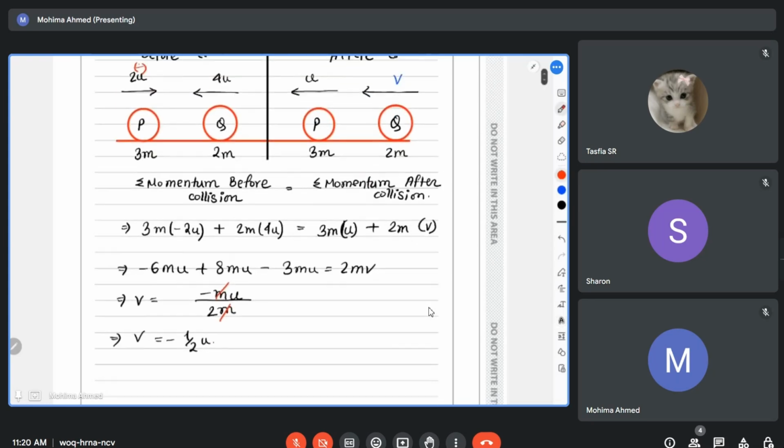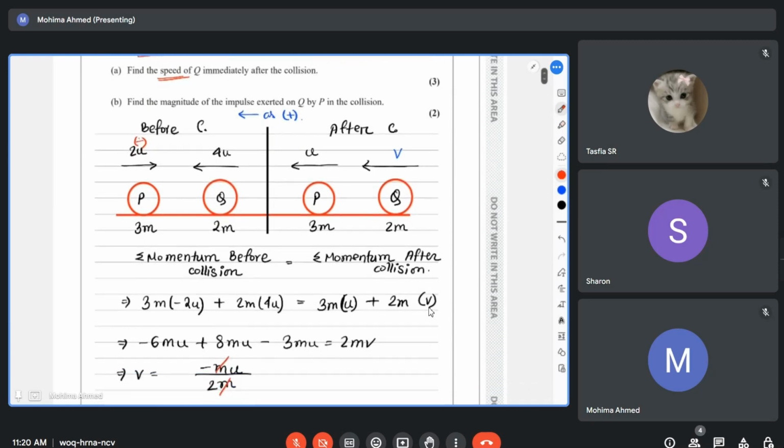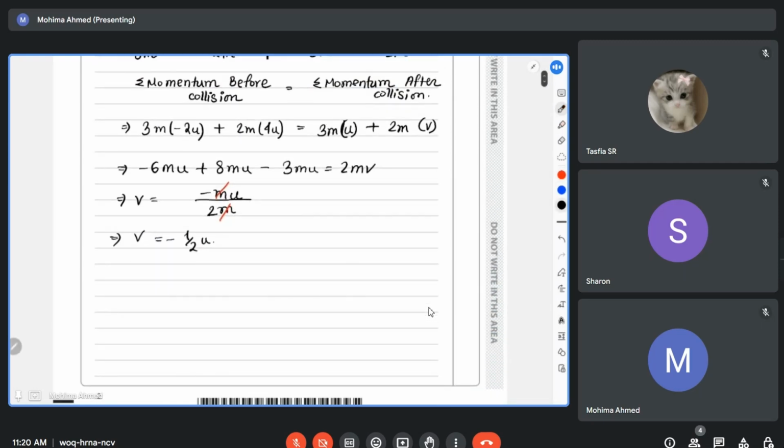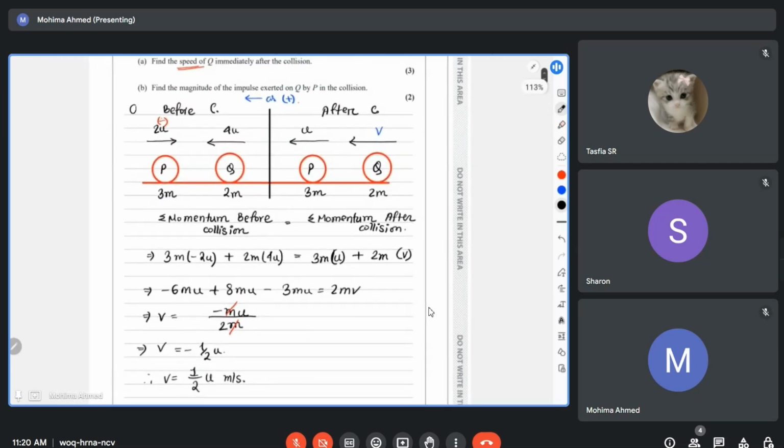So finally, even though the question only asks you about speed, right? Speed doesn't have any direction, so having a negative over here is not that big a matter. But if they were specifically asking you about velocity, then you'll have to write half u meters per second towards right. But as speed is a scalar quantity, you can just write half u meters per second. You can just drop that minus part over here because you're working with a scalar quantity. Right, so this was the calculations for part A.